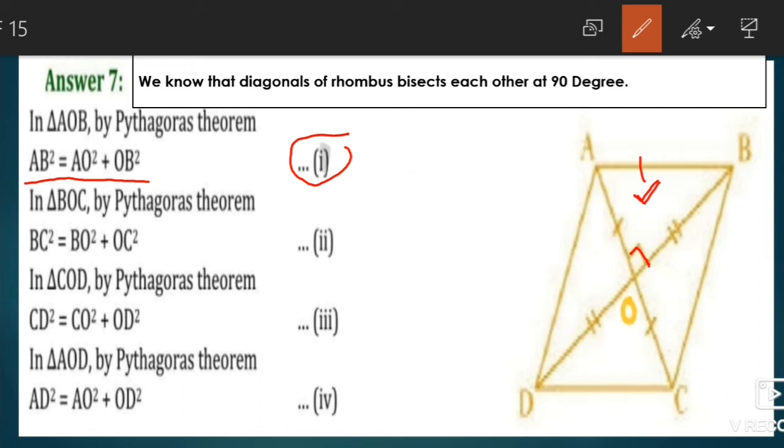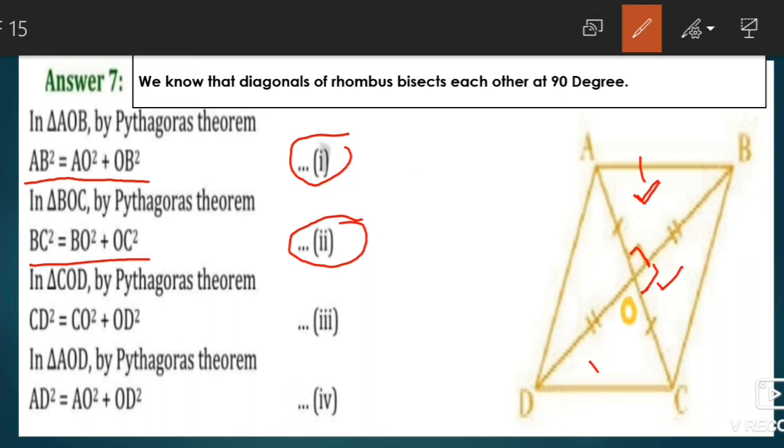Now take this BOC triangle. Again, this angle is also 90 degree as linear pair of AOB. So this is also a right angle triangle. I can use Pythagoras theorem and I can state that BC square is equals to BO square plus OC square. Mark this equation as equation number 2.